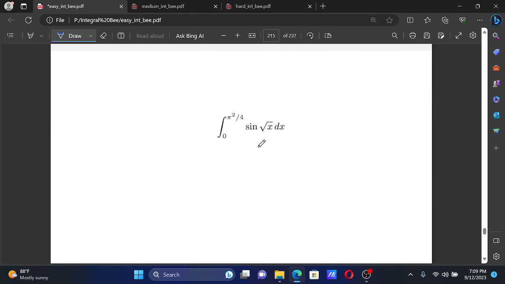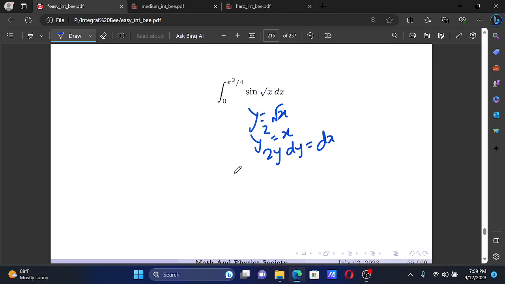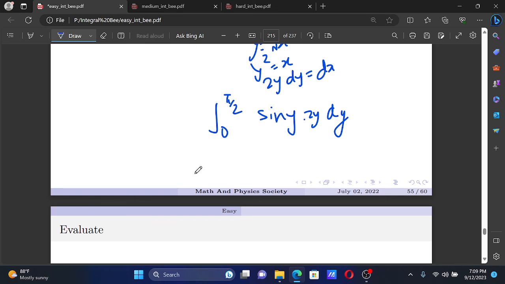This one is sine of root x dx. I can just let y equals root x, and then y square will be x, and then 2y dy equals dx. So we have 0 to pi by 2, this is sine y times 2y dy. Now we can use integration by parts.